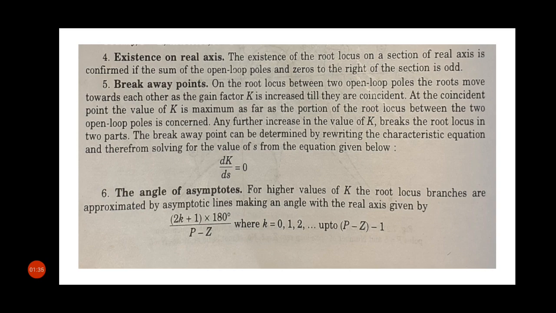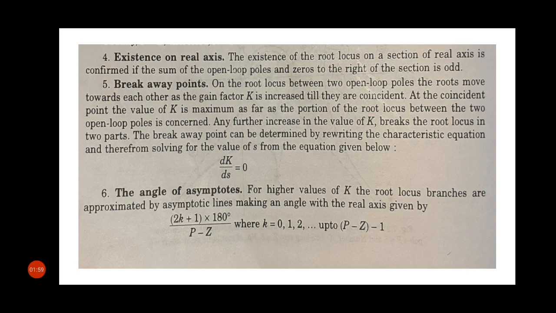Now see the fourth rule. Fourth is the existence on the real axis. The existence of the root locus on a section of the real axis is confirmed if the sum of the open loop poles and zeros to the right of the section is odd.